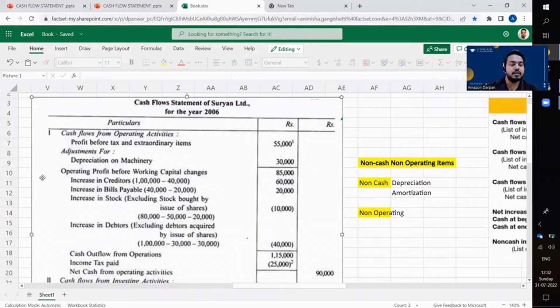Just don't get confused. We are deriving operating profit, but now we also have to consider working capital changes. Means we have to make a few adjustments in our working capital, which will help us arrive at the figure called operating profit, which is cash from operations, which is what we are trying to look at.